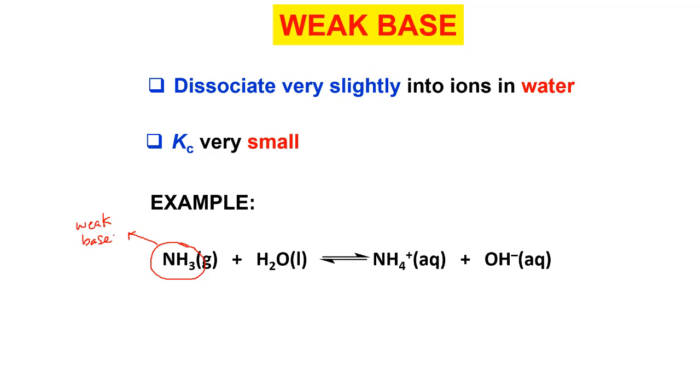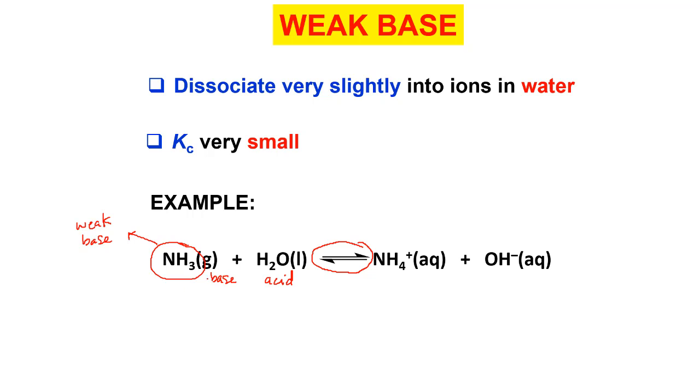So, if it is a weak base, the dissociation equation must use a reversible arrow, because it does not undergo complete dissociation. Only very little or very slightly ammonia dissociates into ions in water. Now the Brønsted-Lowry concept still applies. You can see here, ammonia is a base. According to the Brønsted-Lowry definition, a base is a substance that can accept a proton. So ammonia accepts a proton from water. So water is the acid here.